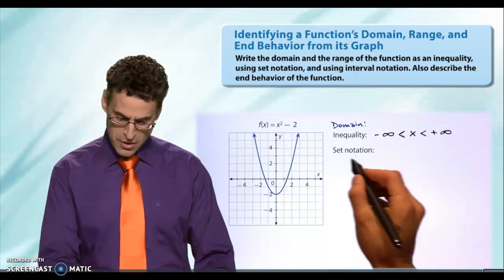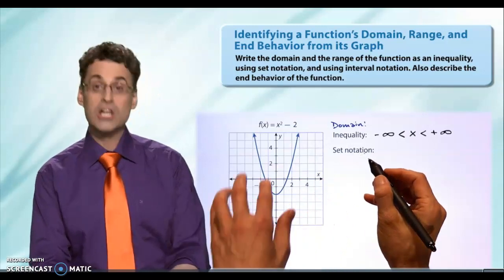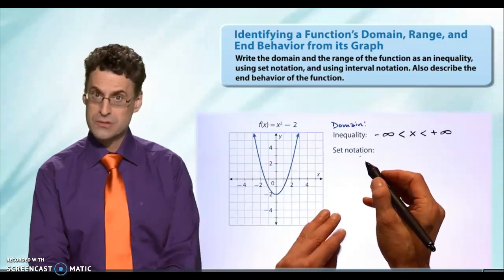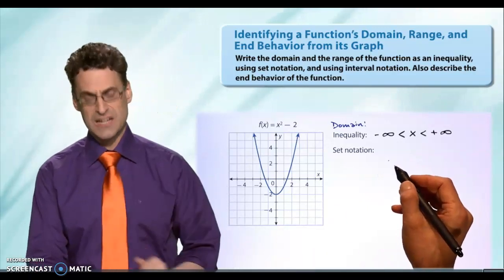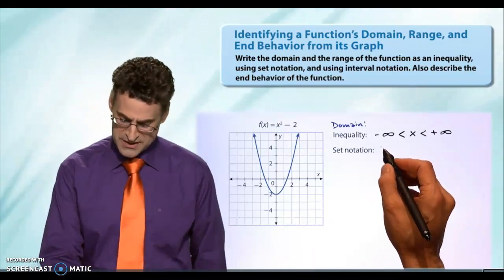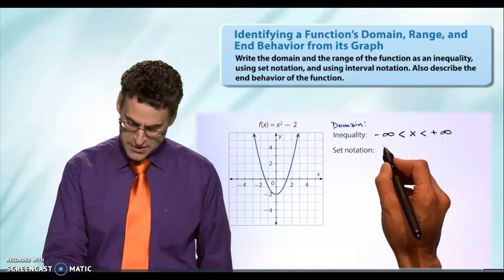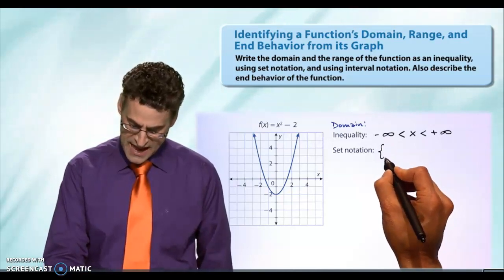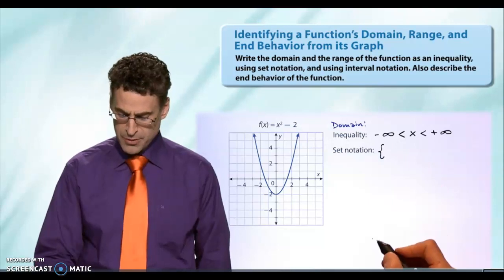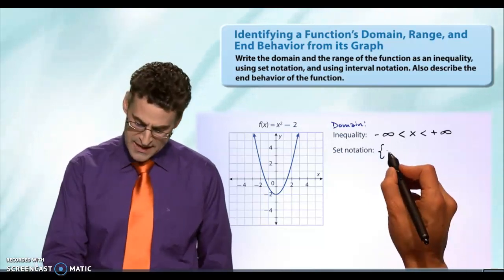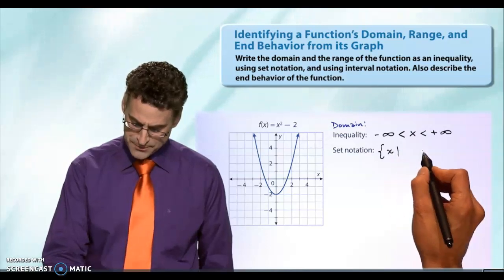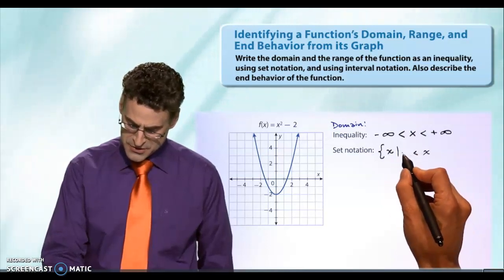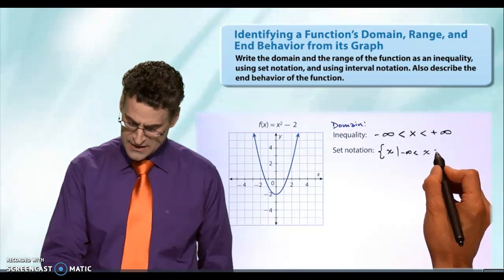And here it is. Since the domain is a collection of values, all the allowable values, we could write it as a set. A set is just a collection. So here's how you write a collection in math. You can use set notation by saying, this is the set, so we use a curly bracket to indicate a set. It's the set of all x such that x lives between negative infinity and infinity.